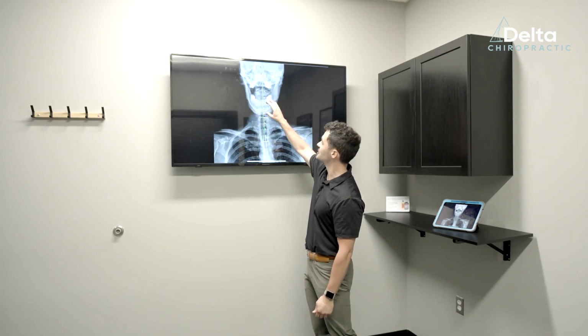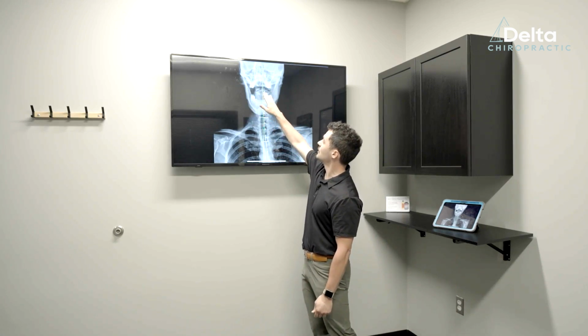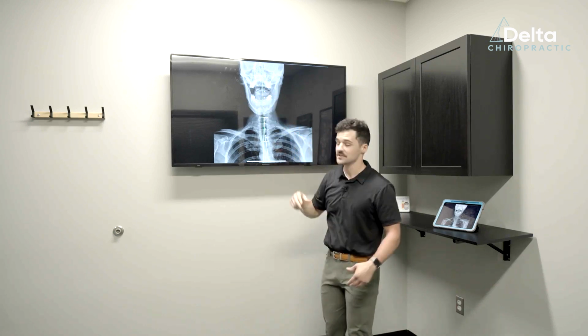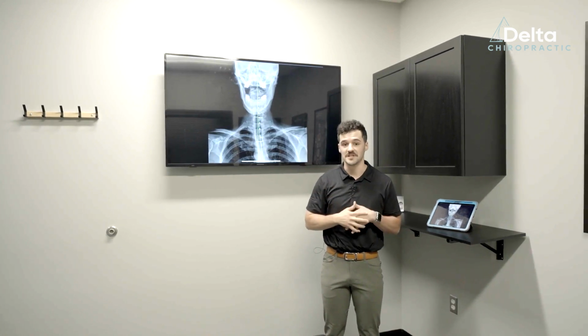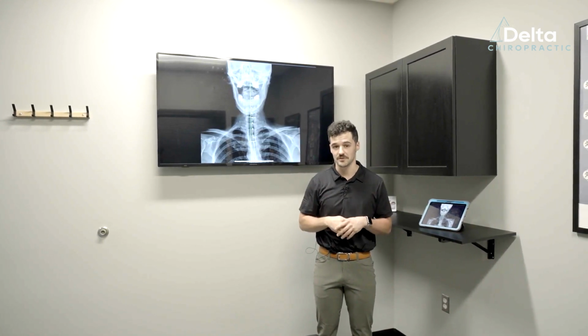And as you can see with this patient, we have some misalignment here with some rotation up at C2 and then also with the jaw. So these are things we want to know so we can find the best treatment for this patient with TMJ disorders.